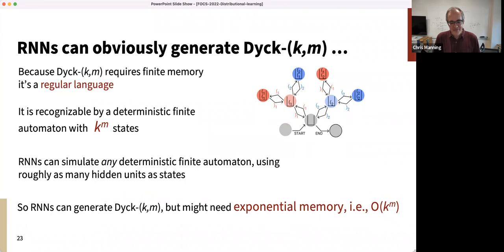On one hand, it seems like it's trivial because RNNs can obviously generate Dyck-k,m languages, because a Dyck-k,m language requires finite memory, therefore it's a regular language. And so we know that it's recognizable by a deterministic finite automaton, and RNNs can simulate any deterministic finite automaton. But the problem is this DFA requires an exponential number of states, and the results for RNNs are that they require a hidden state size in terms of the dimensionality that's roughly the same size as the number of states of the DFA. And so therefore you need exponential memory to be able to do it with an RNN, which is again not what we have in the real world.